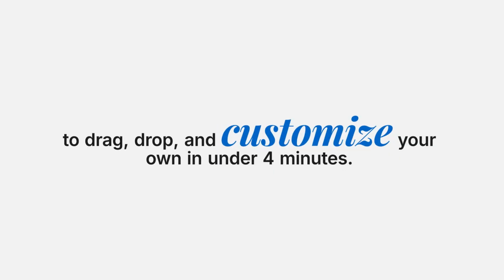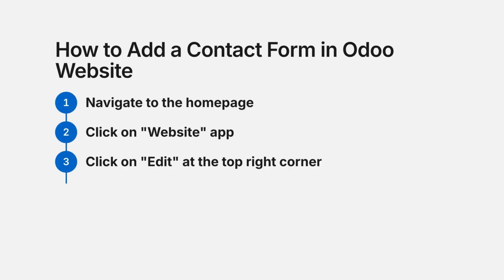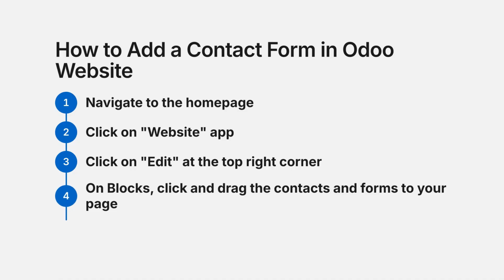Are you tired of hunting for the contact form block in Odoo's website builder? Learn how to drag, drop, and customize your own in under 4 minutes. We'll start by entering edit mode, then drag the contact block onto your page. After that, we'll customize the info and image and save.